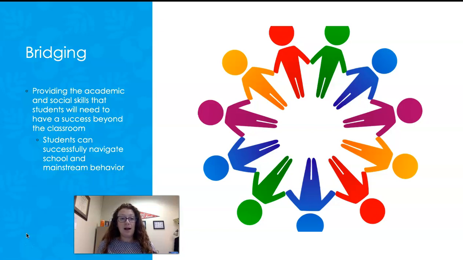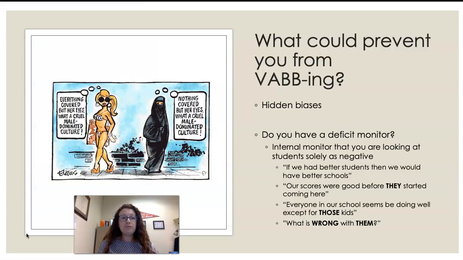Now let's talk about how we can express ourselves in a different way so that somebody who isn't a close friend of yours, or if you were in someone else's classroom who doesn't know you as well, can understand what's going on. So you're providing them the skills to be successful outside your classroom. So what could prevent you from vabbing? Now this is where you're going to see how Hollander scaffolds her lessons.